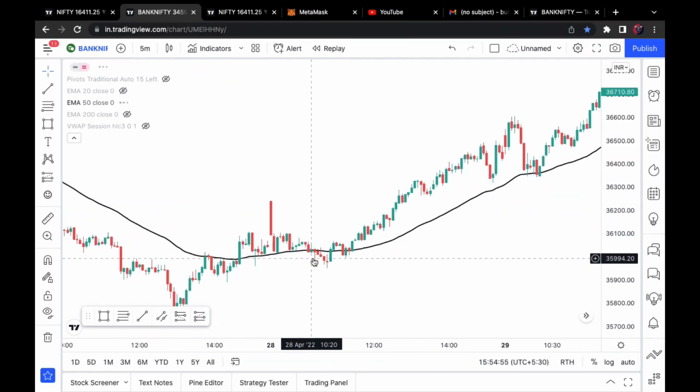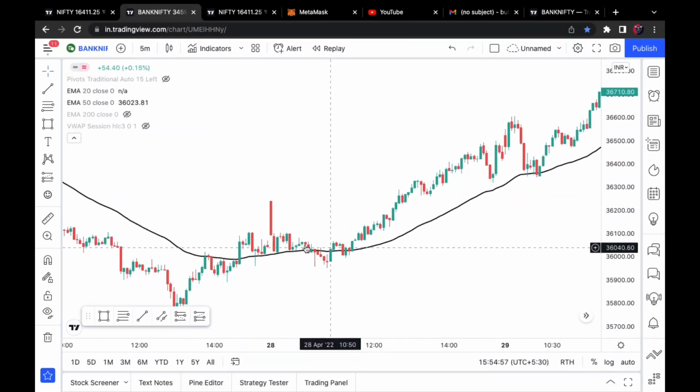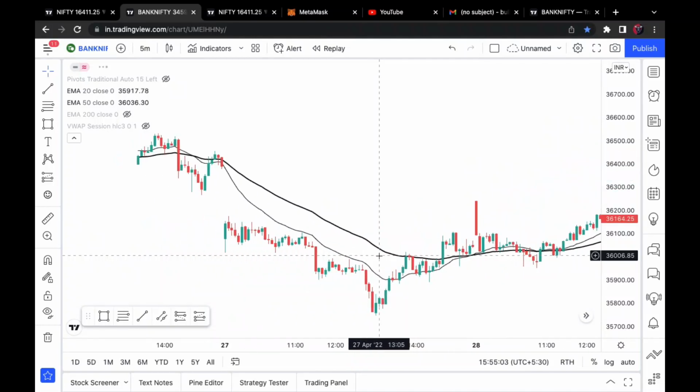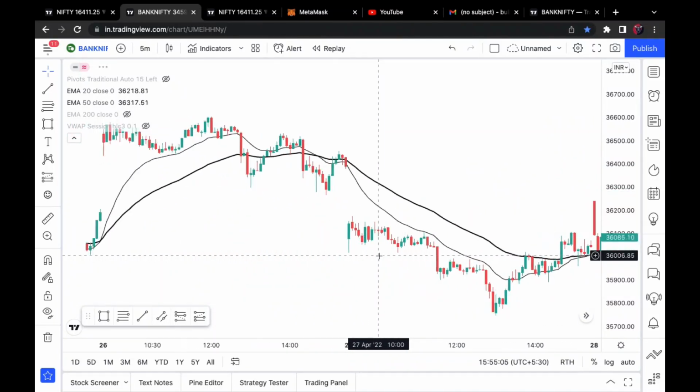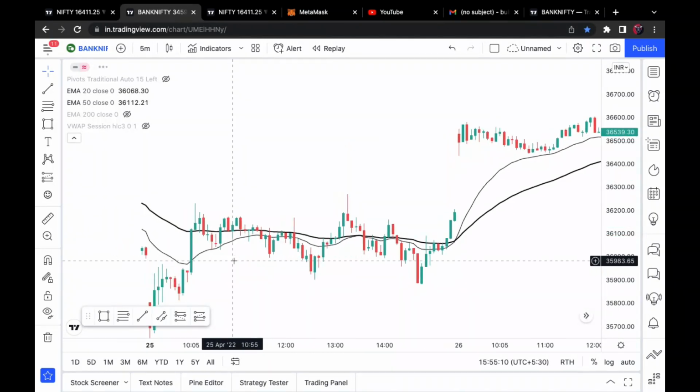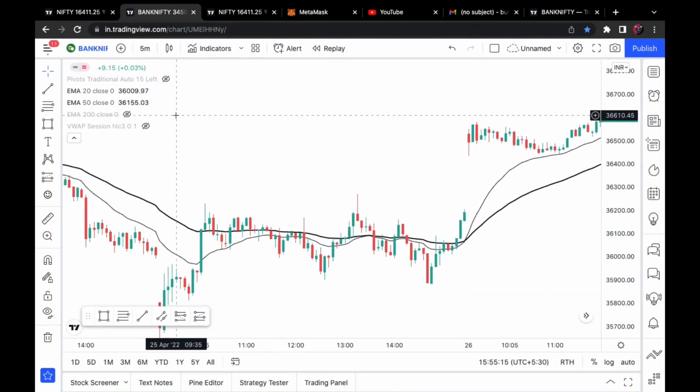You can see if this 20 EMA gets broken down, then the 50 EMA will also work for support and resistance or for trailing. So this also works as support and resistance. Then the third indicator, which is also known as the most important indicator, is the 200 EMA.